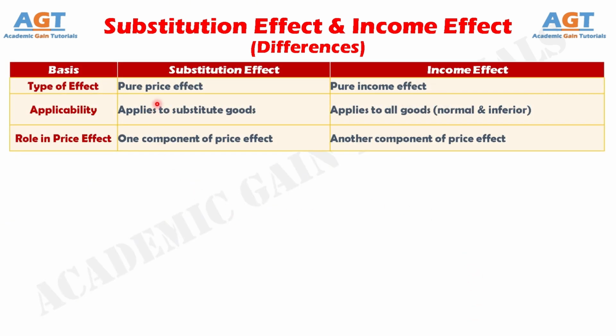Number 10. Substitution effect is a pure price effect. On the other hand, income effect is a pure income effect. Number 11. Substitution effect applies mainly to substitute goods, whereas income effect applies to all goods including normal and inferior goods. And difference number 12. Substitution effect is one component of the price effect. On the other hand, income effect is another component of the price effect. So, these are the differences between substitution effect and income effect.